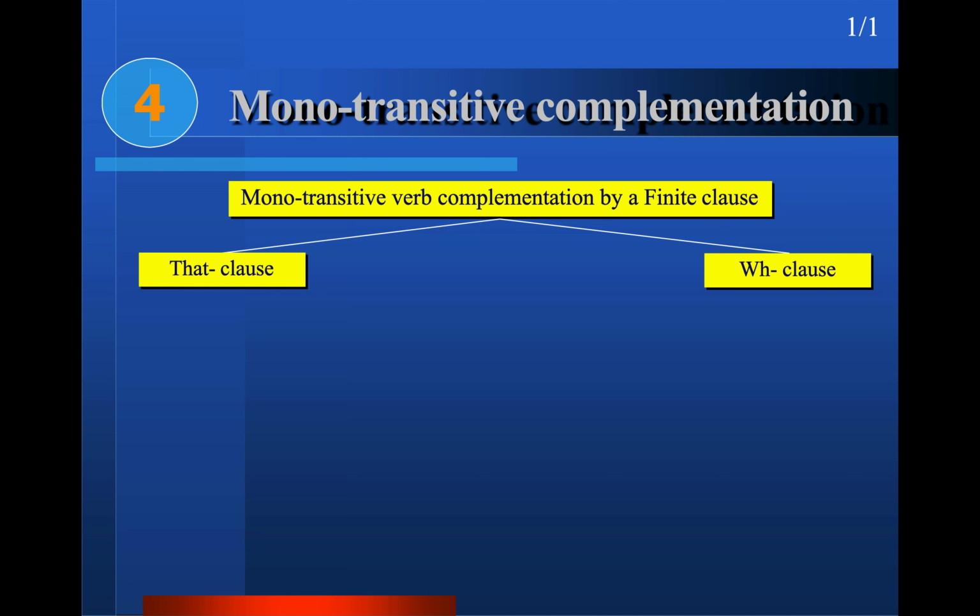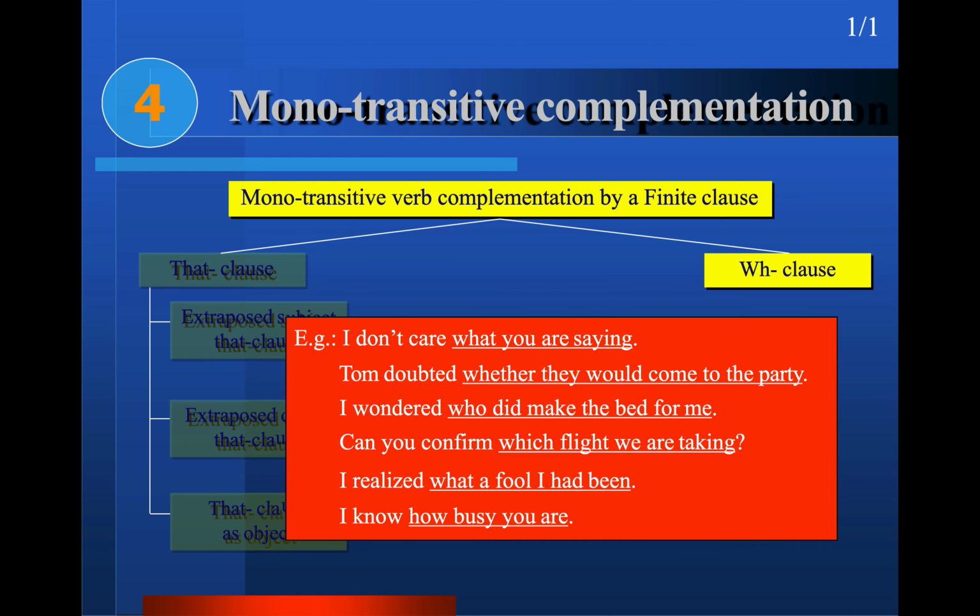Sometimes a monotransitive verb can be followed by a finite clause. Whenever we say finite clause, these are clauses where we know the tense. So we have two kinds of finite clause. We have that clause and we have WH clause. You see, I don't care what you are saying. What you are saying is a WH clause which functions as an object. Why? Because care is a monotransitive verb, and what you are saying is a finite clause.